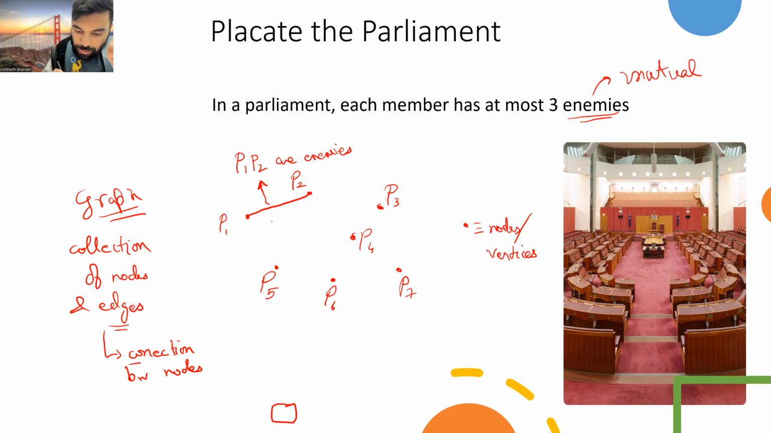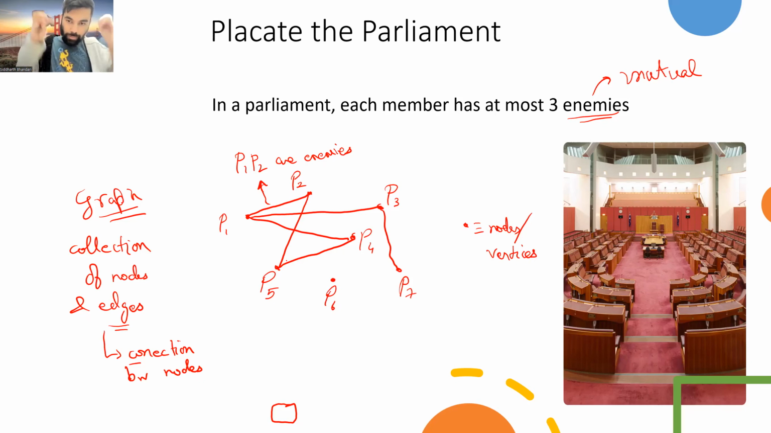So P1 could have a different enemy, P4. Then P1 could have another enemy, P3. But they can't have more than 3 enemies. That is what is written. Then P5 could have just 1 enemy. I mean, some crazy thing could happen. P3 could have P7 as enemy. P6 could have no enemies. They could be like some president or somebody titular, not doing much. So let's say this is the graph of the situation, where all the enemy relations are captured here.